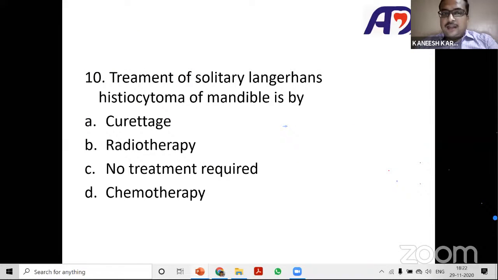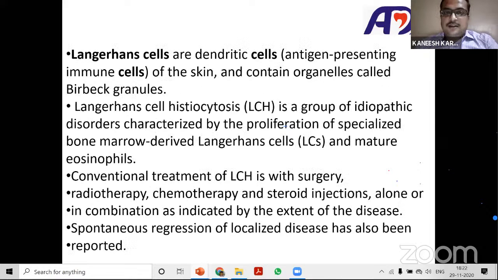Treatment of solitary Langerhans histiocytoma. Yeah, I can see multiple responses. Answer is curettage. Okay. Langerhans cells are dendritic cells of the skin and contain organelles called Birbeck granules. Langerhans cell histiocytosis is a group of idiopathic disorders characterized by the proliferation of specialized bone marrow derived Langerhans cells and mature eosinophils.